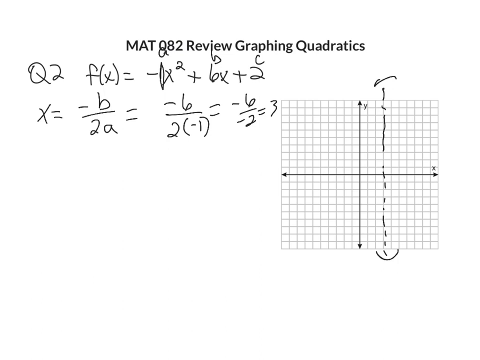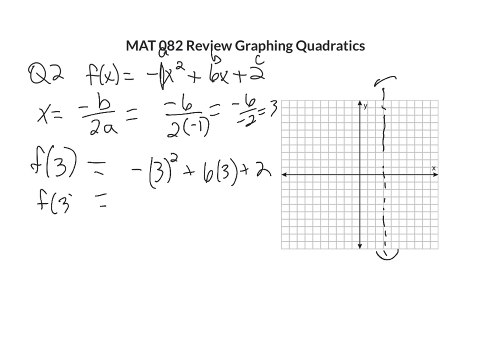Again, our vertex has to sit on the axis of symmetry, so we're going to plug in that 3 in order to solve for this. So we're going to have negative 3 squared plus 6 times 3, plus 2. Well, 3 squared is 9, and then there's a negative out front, so it's going to end up being negative 9, plus 6 times 3 is 18, plus 2.